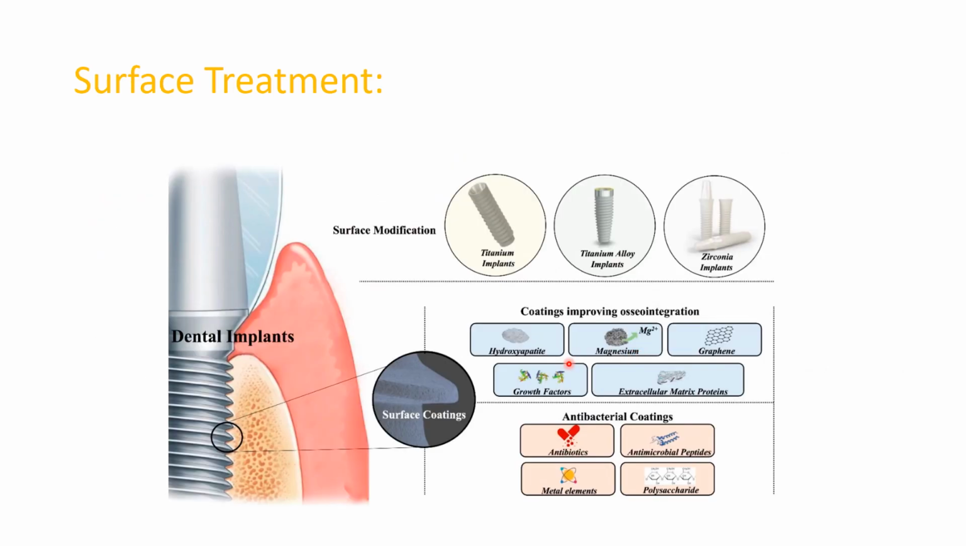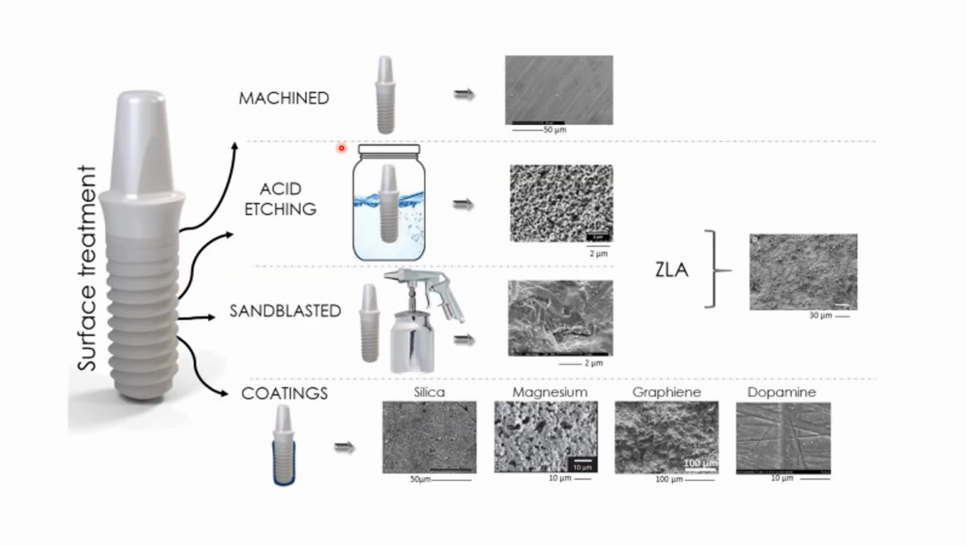Now, coming to surface treatment, implants can be surface treated or surface coated using different materials like hydroxyapatite, graphene, magnesium, or growth factors, and even antibiotics. Okay, so the coating may be done using different industrial processes. Earliest, when Brånemark started producing dental implants, who first tested implants on rabbit tibia, these were polished implants.